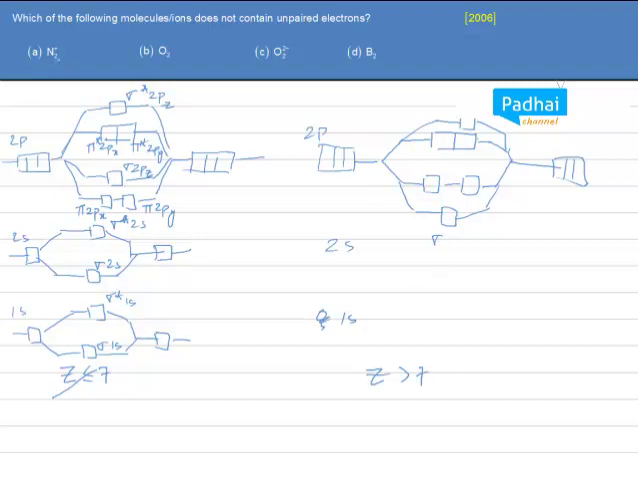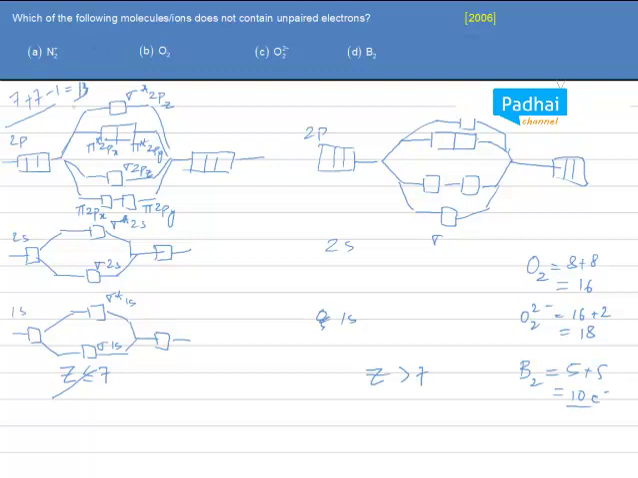So for N2 plus, what is the atomic number of nitrogen? Nitrogen has an atomic number of 7, right? So 7 plus 7 minus 1 for N2 plus, that means there will be 13 electrons. Now for O2, we have 8 plus 8, which will be 16 electrons. For O2 2 minus, we have 16 plus 2, which will be 18 electrons, right? Now for B2, we will have 5 plus 5, which will be equal to 10 electrons, right?